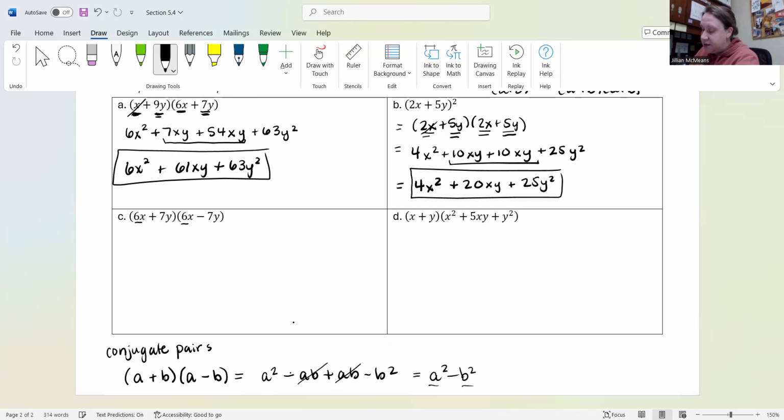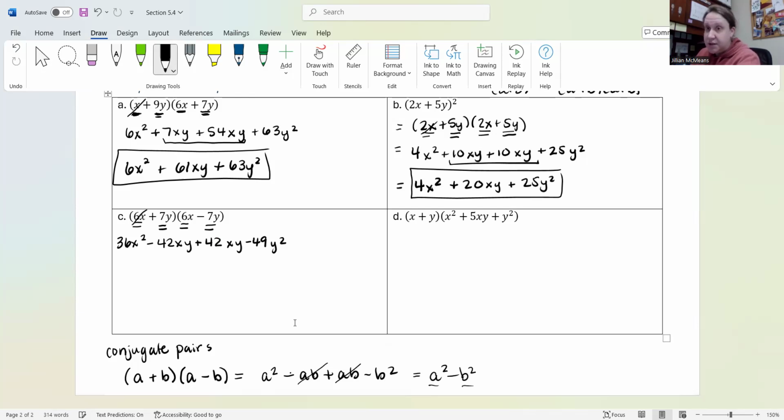So we would get 6x times 6x, which is 36x squared. I could then take 6x times negative 7y, which is negative 42xy. I'm done with the 6x. I don't need to do anything else with that. I need to pick up the 7y and distribute it through the second polynomial. So 7y times 6x, well, 7 times 6 is 42. Y times x is the same thing as x times y, so we get 42xy. And then 7y times negative 7y, well, 7 times negative 7 is negative 49. Y times y is y squared.